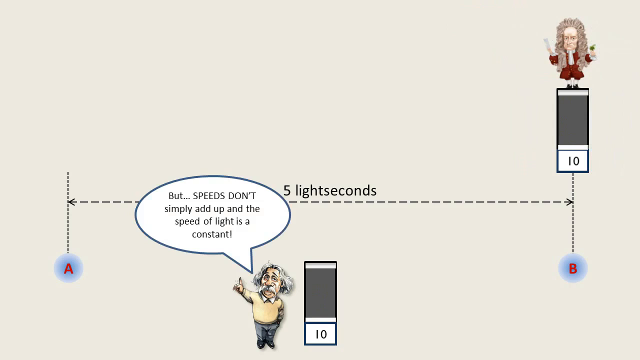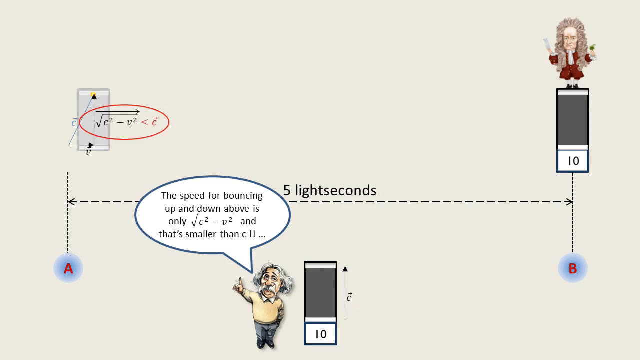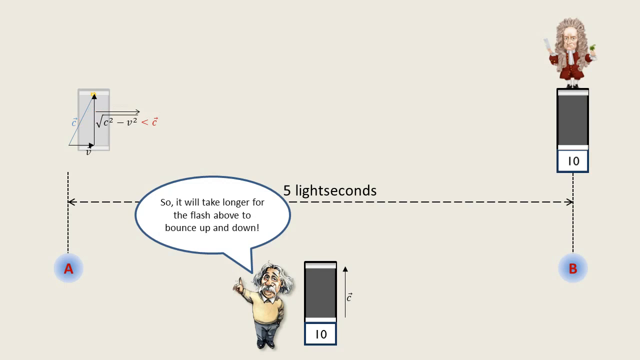But speeds don't simply add up, and the speed of light is a constant. The flash has to travel over a larger distance in the situation above. It has to bounce up and down and follow the clock itself, all with the same speed as the flash below. The speed for bouncing up and down above is only the square root of c squared minus v squared, and that is smaller than c. So it will take longer for the flash above to bounce up and down. And so the clock above will tick at a slower rate than the one below.